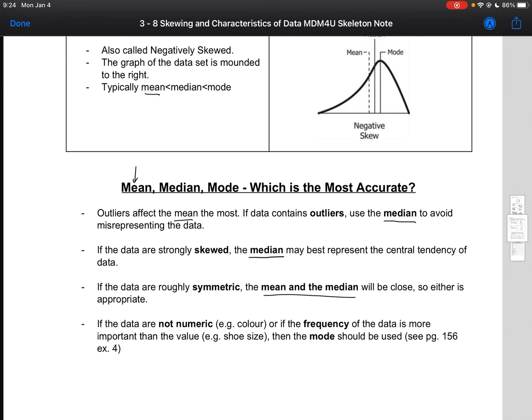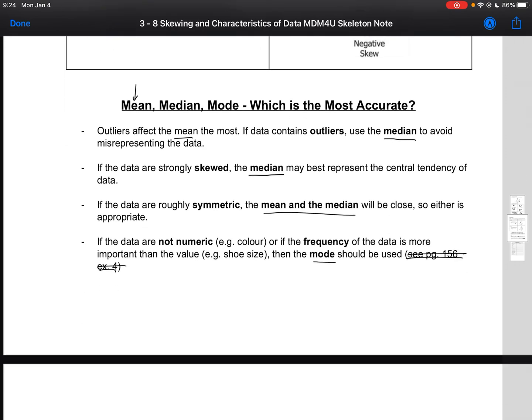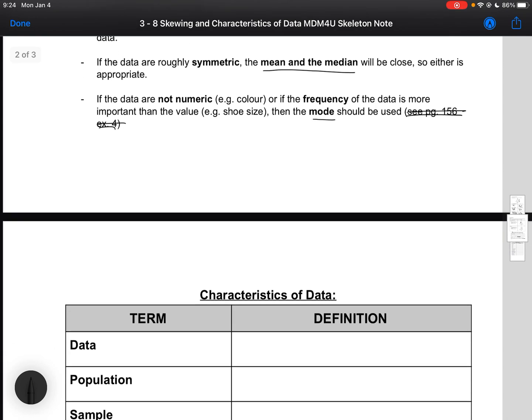If the data are not numeric, so for example, color, or if the frequency of the data is more important than the value, then the mode should be used. So that gives you an idea of which measure of central tendency you should use to describe your data.